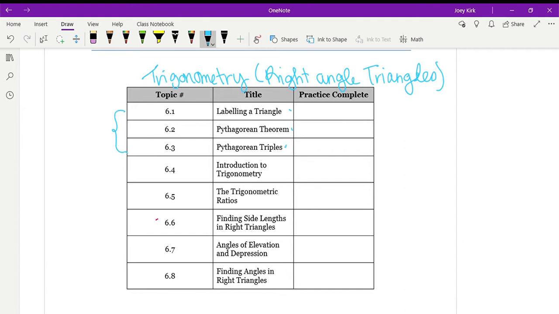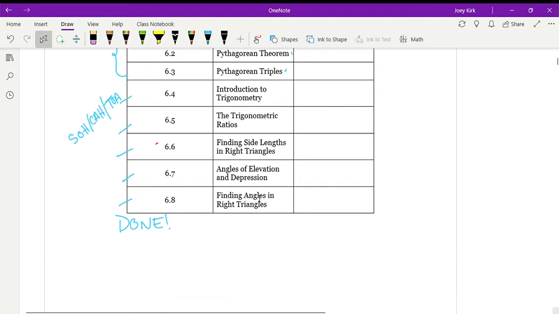And then we'll look at actual trigonometry and looking at the ratios. So this is going to be where you learn, or we learn again, depending on if you've done this before, about SOHCAHTOA, which is very important. We're going to look at finding the side lengths in right triangles, angles of elevation and depression, and then finding angles in right triangles. And that's all. So when we're done this, we're going to be done. Hooray! All right, so let's start with 6.1 today.